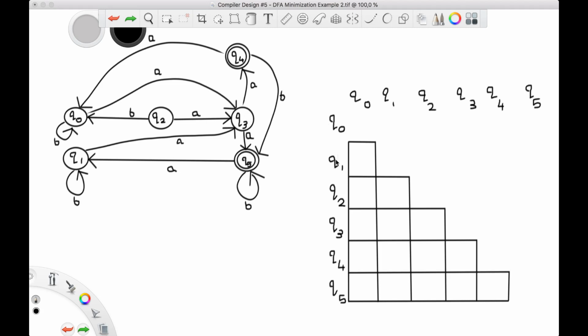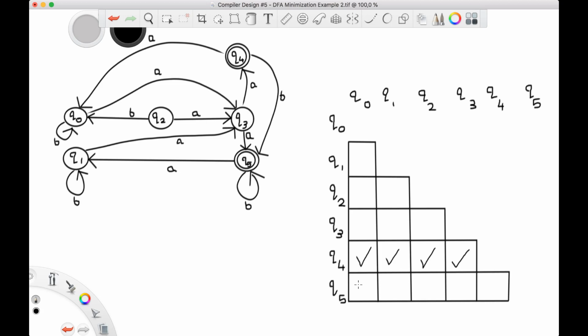So for instance, Q0, Q1 won't be ticked because they're both non-finals. Same for Q0, Q2, Q1, Q2, Q0, Q3, Q1, Q3, Q2, Q3. But what about Q0, Q4? Well, Q4 is a final state and Q0 is not. So we will be ticking this. The same goes for Q1, Q4, Q2, Q4, and Q3, Q4.